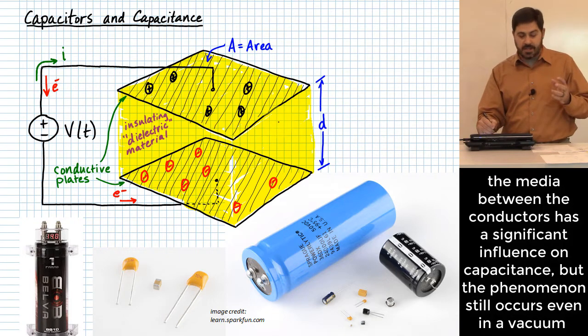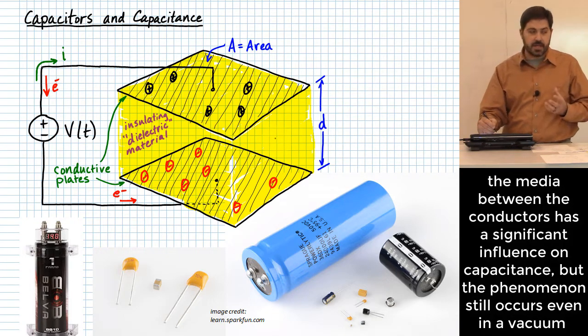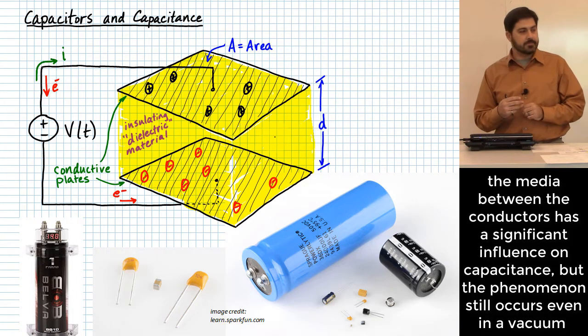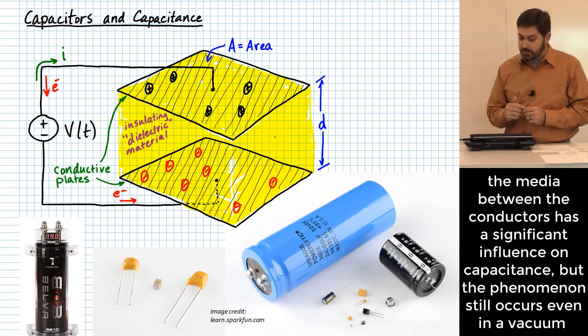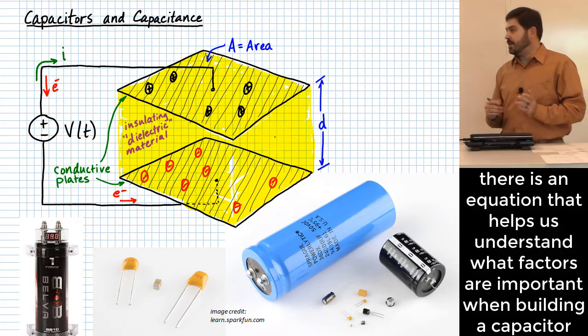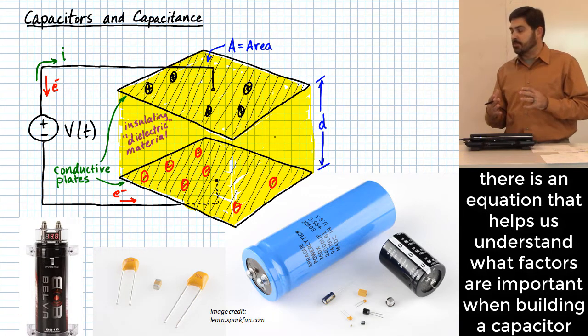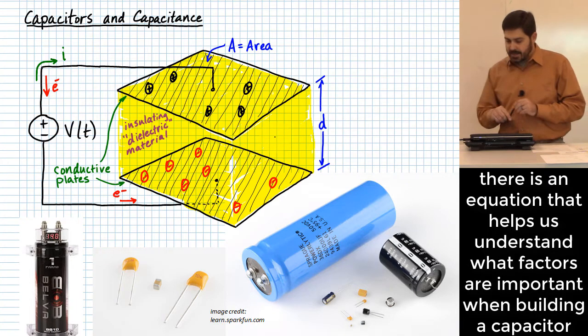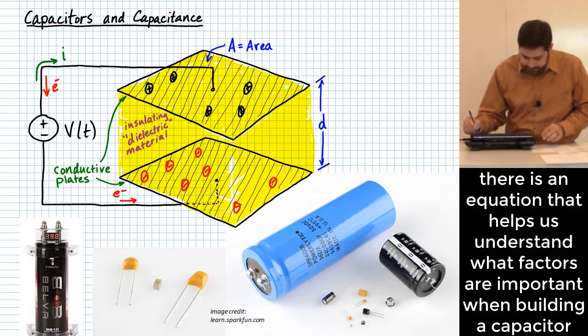The other thing that can happen is that this electric field can build even if this thing is in a vacuum. So it doesn't need a medium between the two plates in order to still be able to store energy in an electric field between the two plates. I'm going to give you one little equation here that helps you understand some of the parameters that matter with respect to making a capacitor. And this is the equation that I'm going to show you.